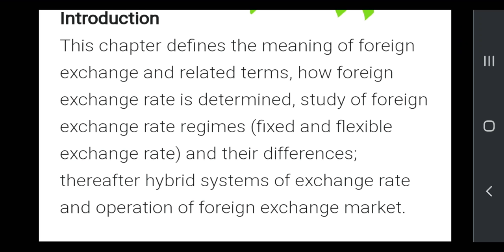How the foreign exchange rate is determined, study of foreign exchange rate, fixed and flexible exchange rate, meaning fixed is one in which the exchange rate does not change, and in flexible exchange rate it changes, and their differences. Thereafter, hybrid system of exchange rate and operation of foreign exchange market, meaning how the foreign exchange market operates, how it works.